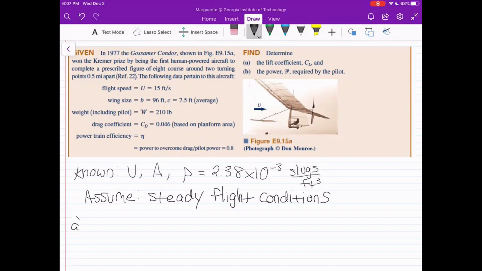Okay, and then for part A, it wants us to find the lift coefficient, which we know is the lift force divided by 1/2 rho u squared A. If I look at this, the only thing I don't know here is the lift. So to find lift, anybody have any ideas on how we could find the lift based on what we've been given? I don't have a poll for this. You can just put it in the chat or shout it out.